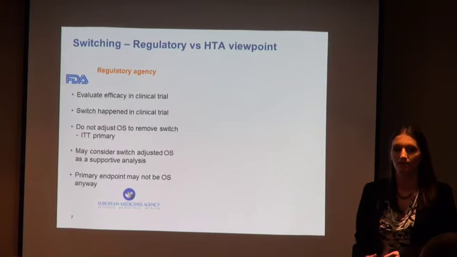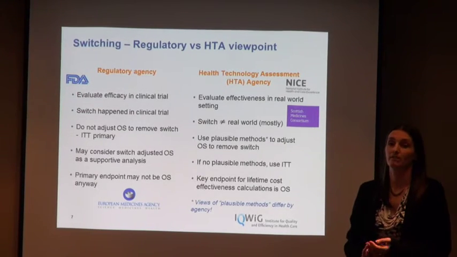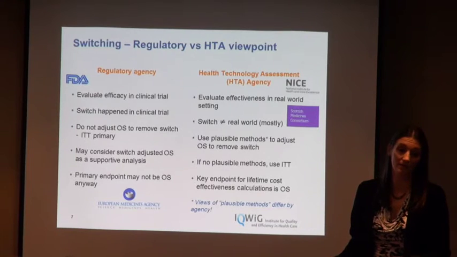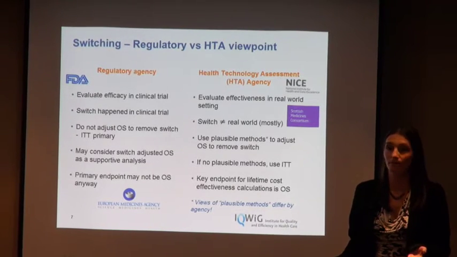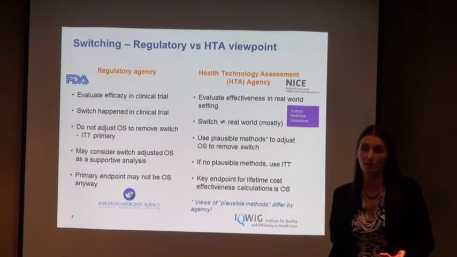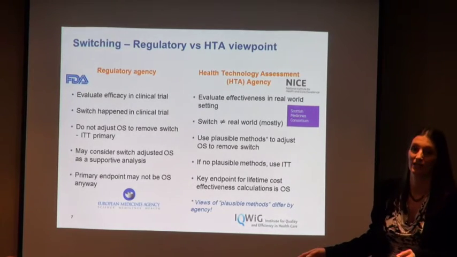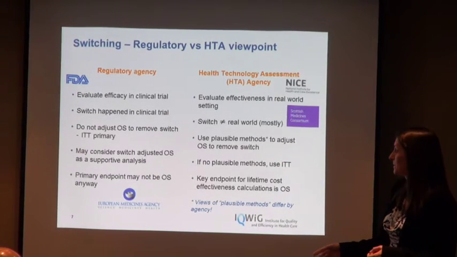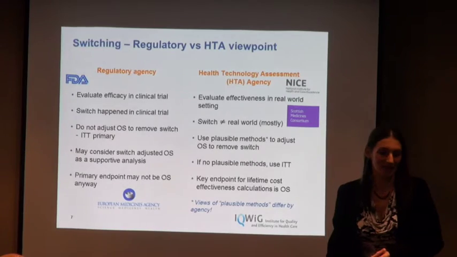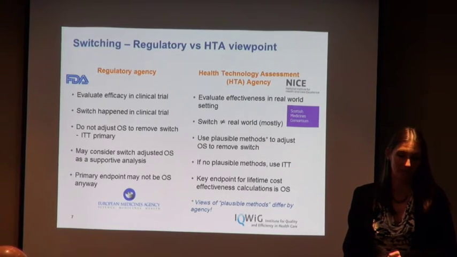But health technology assessment agencies have a different viewpoint on this because, as I mentioned earlier, they are looking at effectiveness in a real-world setting. And the switch that's happened in the trial, for the most part, won't represent what would happen in the real world. So they may consider using plausible methods to adjust for the switch. And I'll put a little asterisk next to the plausible methods because different agencies have different views of what methods are plausible. In particular, the German agency, IQWiG, GBA, doesn't really think any of them are plausible. So it depends on the agency there. If you can't find any plausible methods, then you have to resort to using the intention to treat analysis.